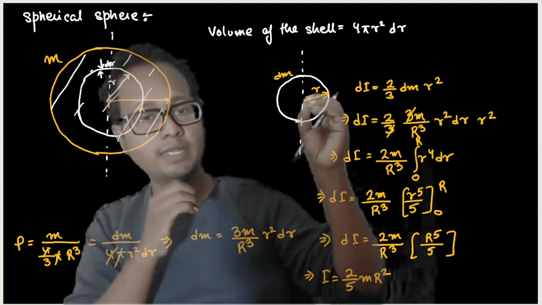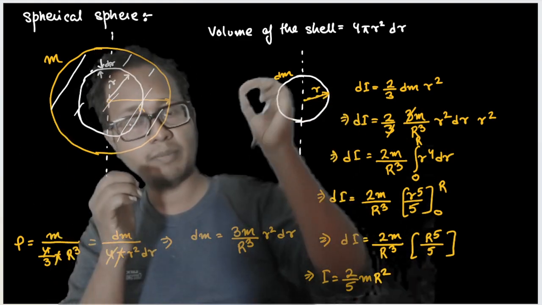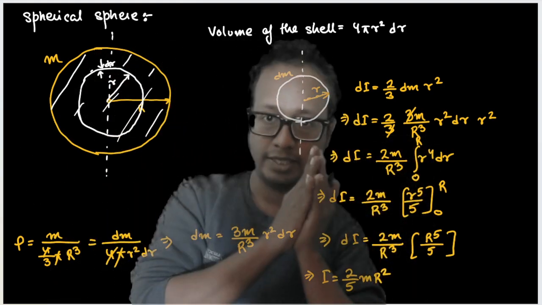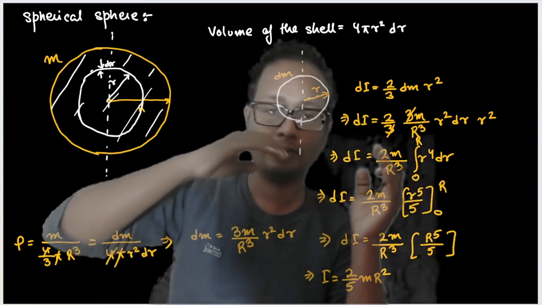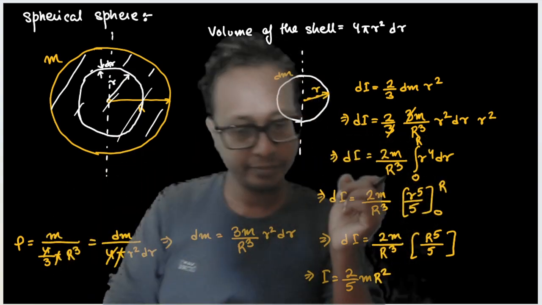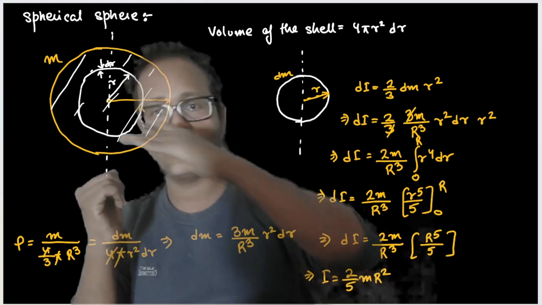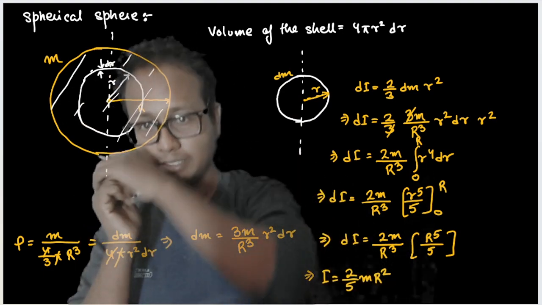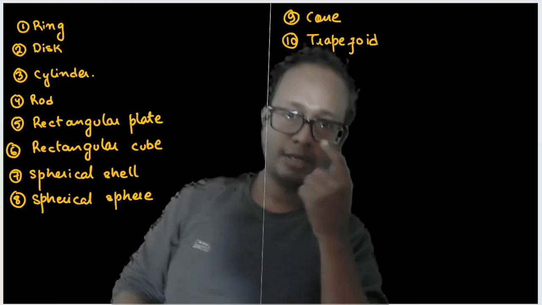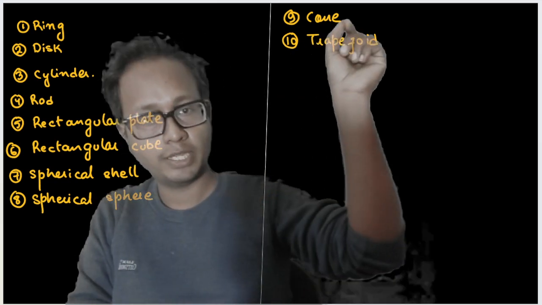For spheres, I'm taking elemental shells. For shells, I'm taking elemental rings. Just note down the method of integration, not the mathematical formula, meaning the method of how I'm taking the elements out there. The same methods will be applicable for half or quarter size shells and spheres. That's it. Now what we'll do is find the moment of inertia of a cone.